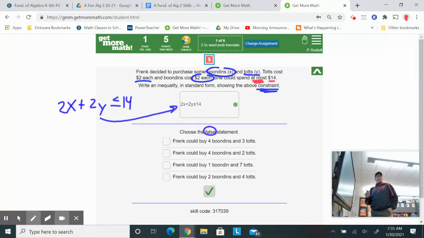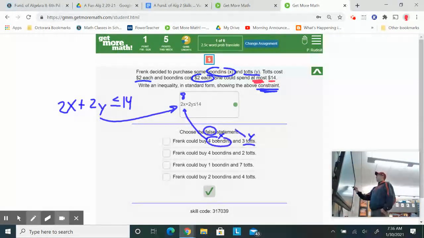The next part says choose the false statement. Again, sometimes they'll say choose a true statement. So I circled the Boondin. Boondins are the X's. So the first choice is 4 Boondins and 3 tots. So the Boondins are the X's. The tots are the Y's. Just keep that in mind. So let's substitute in 4 for the X. 2 times 4 is 8.